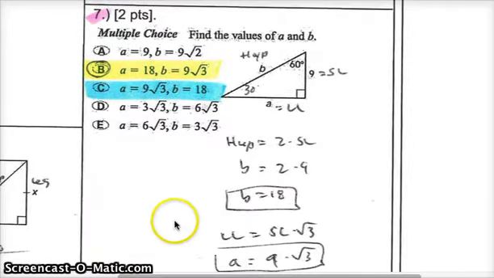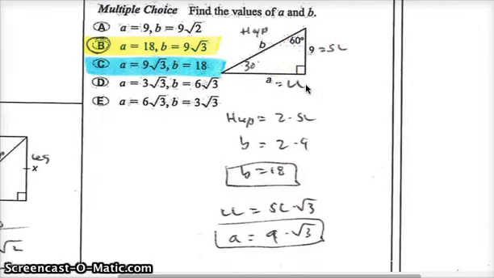Question number 7. Find the values of A and B. I recognize they've given me a right triangle, and it looks like a right triangle with just 60 degrees. By the triangle sum theorem, that means this is a 30, 60, 90. Therefore, you have a special right triangle. Notice here you can't use Pythagorean theorem, because they only have one given side.